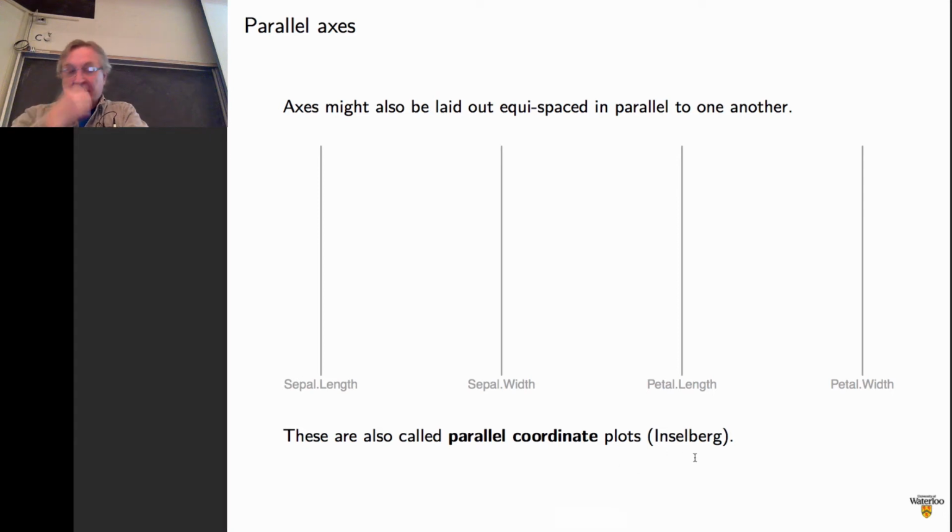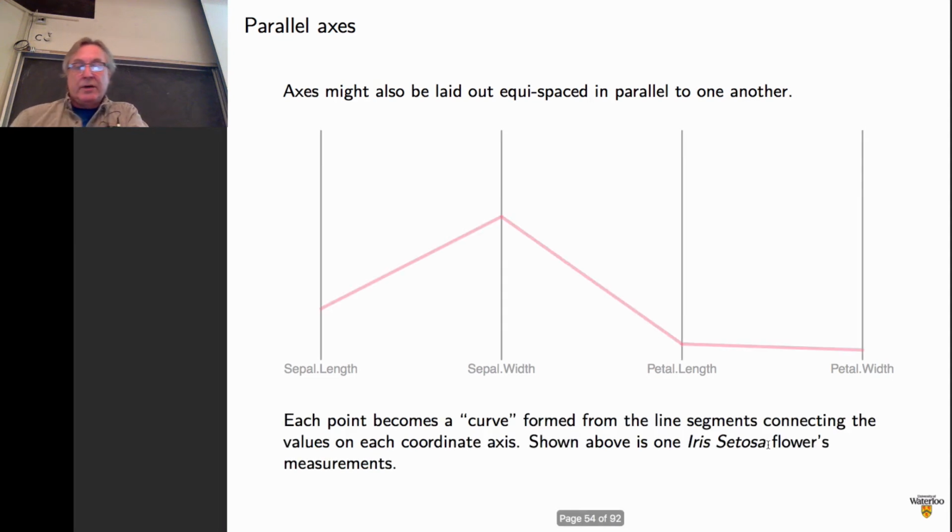Due to the mathematics, you see a lot about it by Al Inselberg. It's also popularized in statistics by a fellow named Wegman. So here we go. There's one flower now. What we've done is turn this four-dimensional point into a curve. It's more obviously a curve now because we're just having it go across the page. This particular flower had a small sepal length, a sepal width towards the middle, a very small petal length, and a very small petal width. But that's one flower.